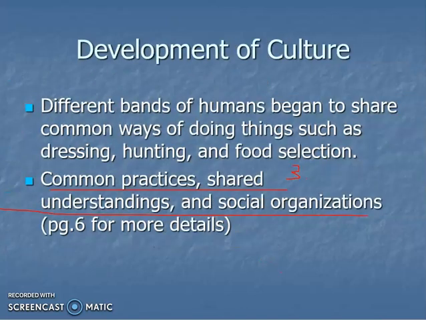Okay, moving on. Culture: common practices and shared understandings. This is how similar people early on dressed similarly and had similar systems of belief. I just like saying the word similar.